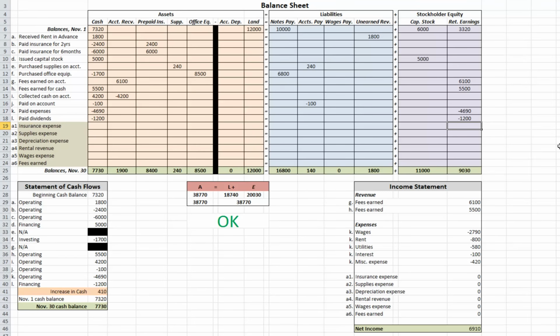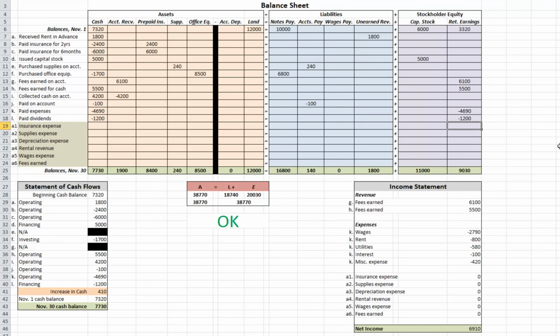We have the loan on our land for $10,000 under notes payable, and we have the balance of our office equipment purchase, which was $6,800. And those are longer-term payments we have to make on those 2 assets. So that's why they're under notes payable.